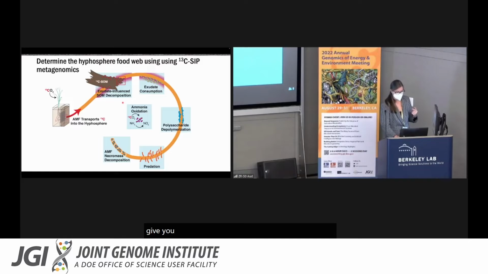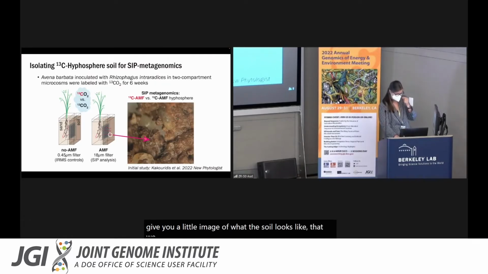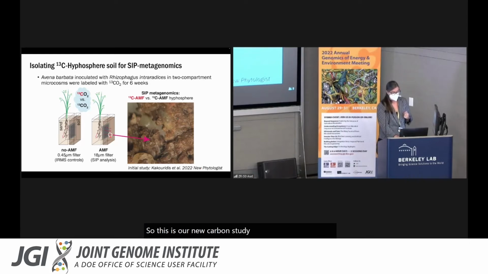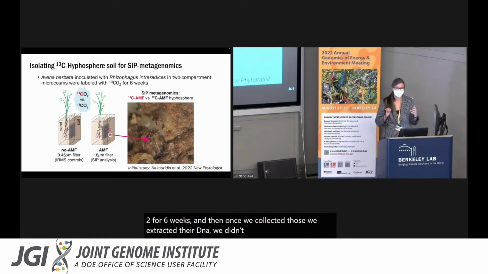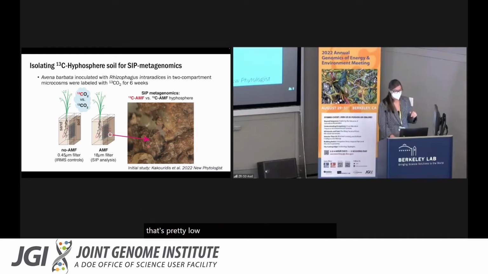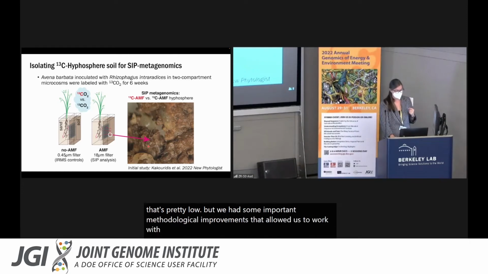So to give you a little image of what this soil looks like that we collected, this was done by Anne Kakouritis, and she did a water study that was recently published in New Phytologist. So this is our new carbon study. And so you can see she collected these hyphae that are covered in soil. These plants were labeled with 13CO2 for 6 weeks. And then once we collected those, we extracted their DNA. We didn't get a ton of DNA, so we only got about 350 nanograms to work with. So for SIP, that's pretty low. But we had some important methodological improvements that allowed us to work with DNA that low.